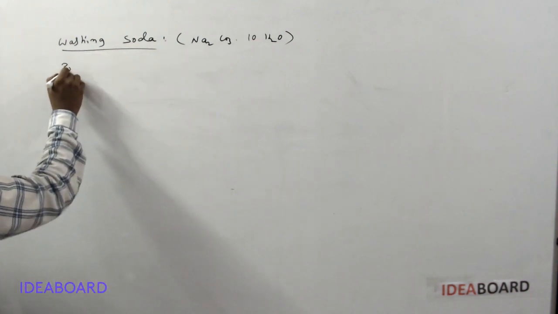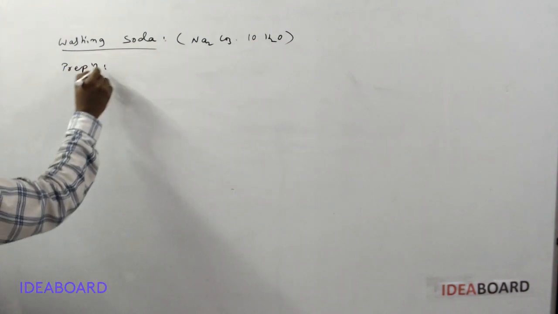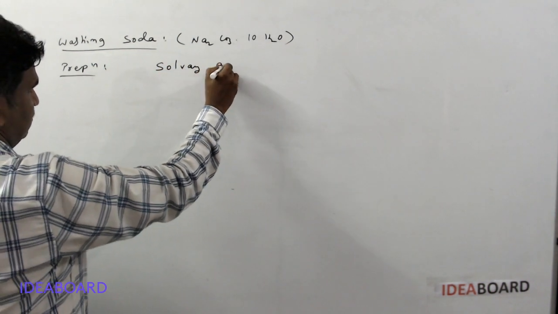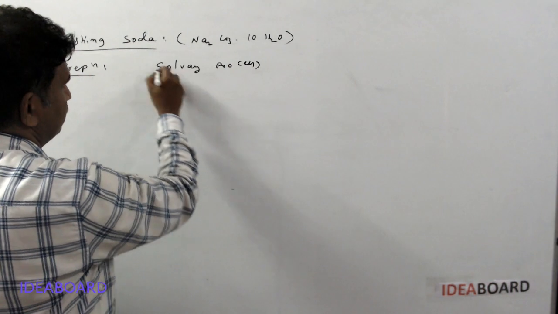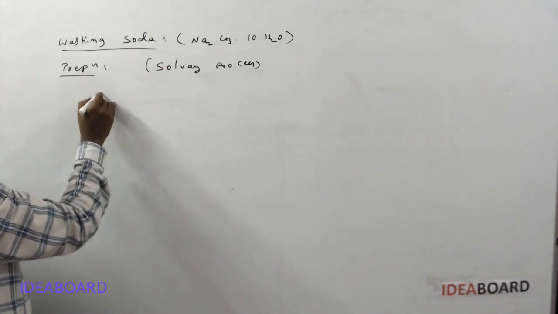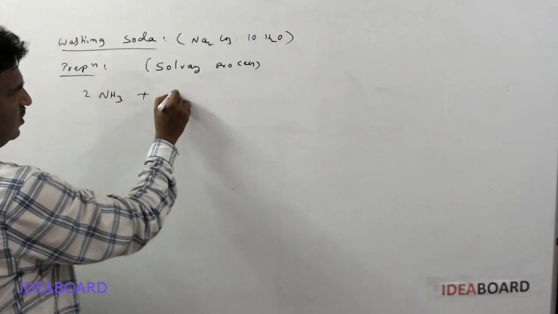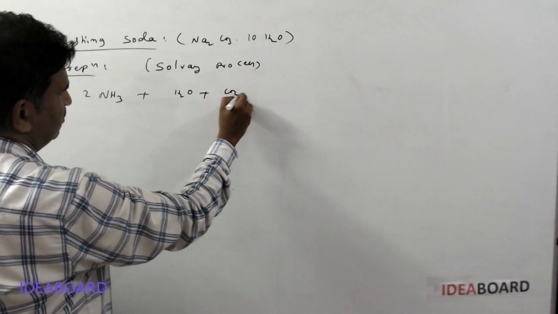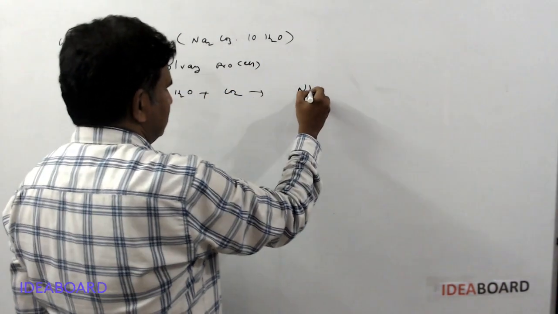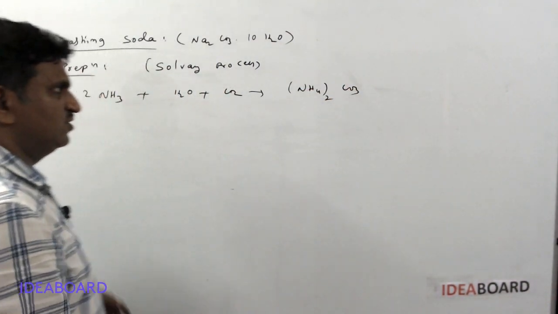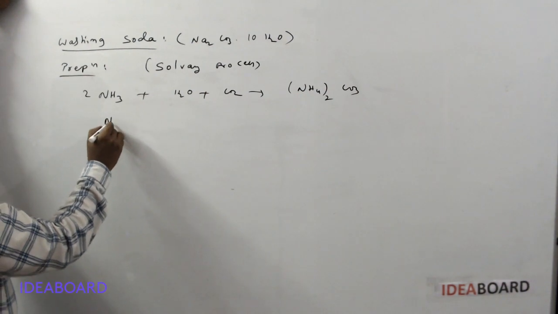How can we prepare washing soda? Preparation is by the Solvay process. In the Solvay process, the first step is ammonia reacting with water and carbon dioxide, and it gives ammonium carbonate. Ammonium carbonate is formed.